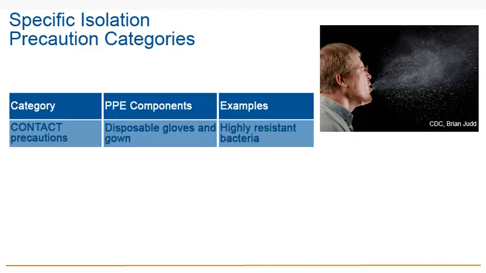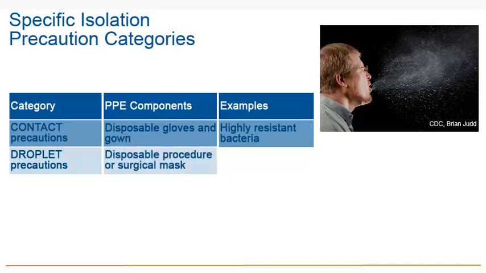The next isolation precaution category is droplet precautions. The PPE component for droplet precautions includes a disposable procedure or surgical mask. An example of a disease that requires droplet precautions is pertussis, also known as whooping cough.